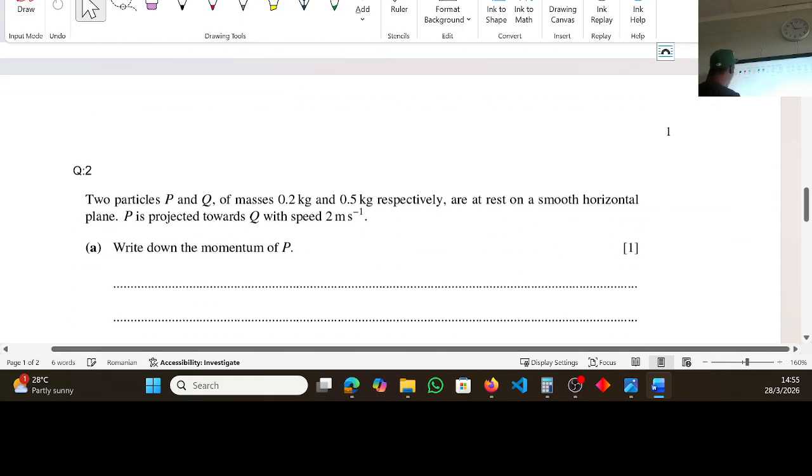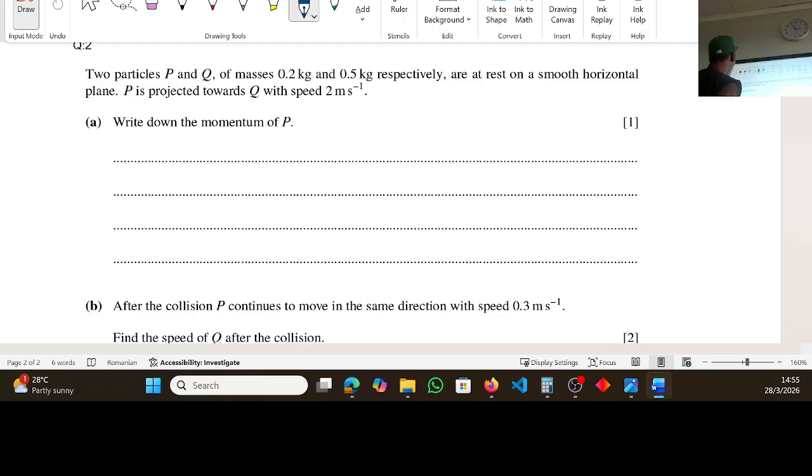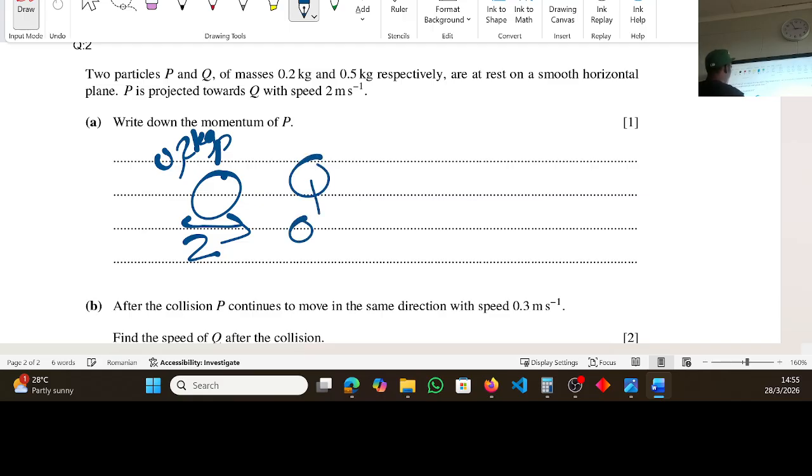Let me have a look at what we have next. There's another question. Two particles, P and Q, of mass 0.2 and 0.5, are at rest on a smooth horizontal plane. P is projected towards Q with speed 2 meters per second. So they're both at rest. So we know P is the one that was projected, and we are given its speed is 2, and P's mass is 0.2 kilograms. Remember, Q is at rest, so its speed is 0, but its mass is known to be 0.5 kilograms.